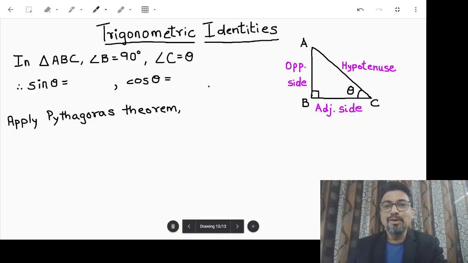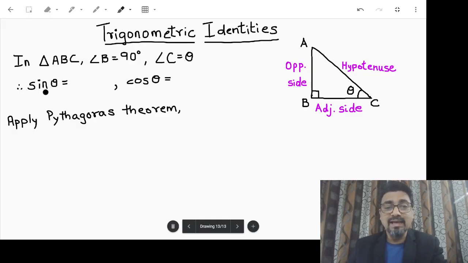After the first three videos on Introduction to Trigonometry, this is the fourth video. This topic is Trigonometric Identities. Let us consider a right angle triangle ABC such that angle B is 90 and the acute angle C we consider as theta. Then for angle theta, the opposite side will be AB, adjacent side will be BC and AC is the hypotenuse.